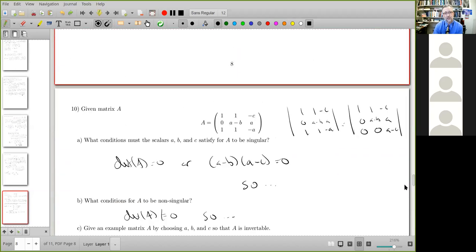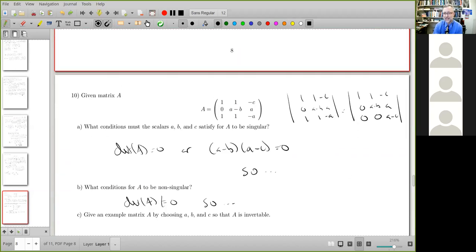On this one, it's the exact same problem, except I throw in letters. Instead of doing a cofactor expansion, it's easier to do elimination. The easiest way is to take row 1 minus row 3. Row 1 minus row 3 becomes 0, 0, and then A minus C. And then it becomes triangular, so its determinant is simply 1 times A minus B times A minus C.